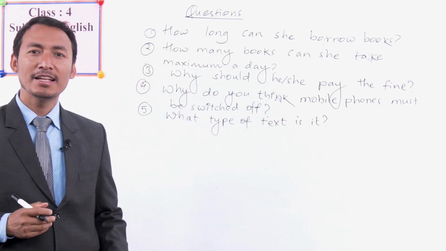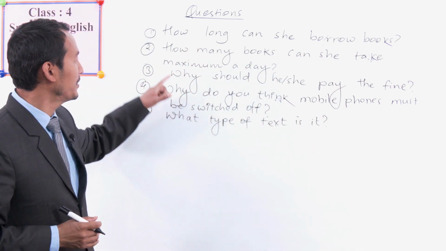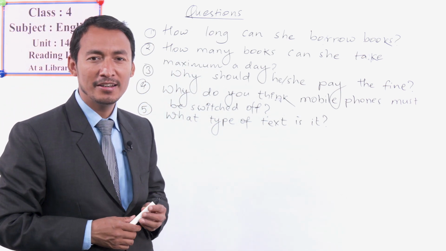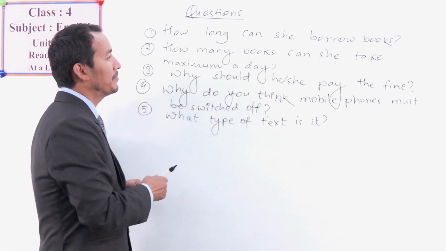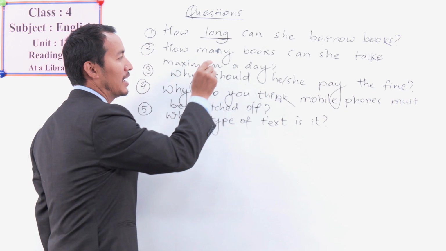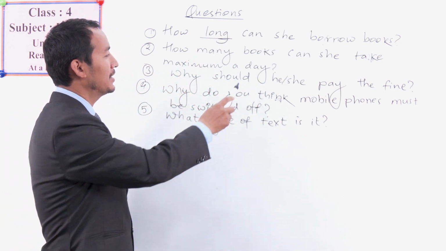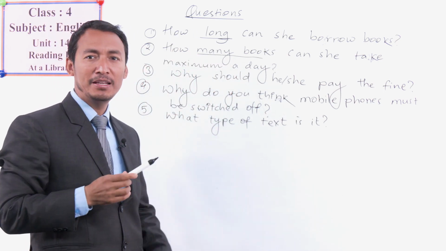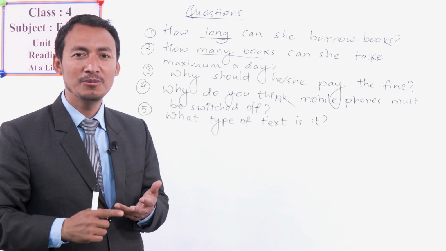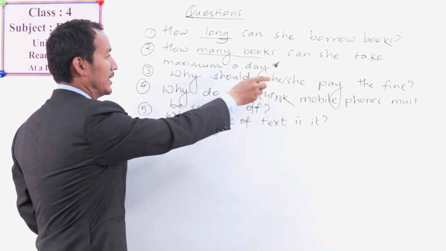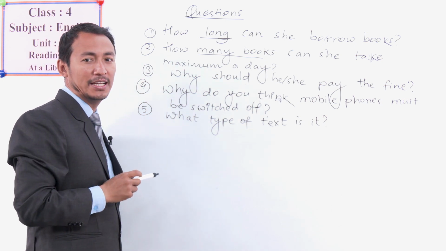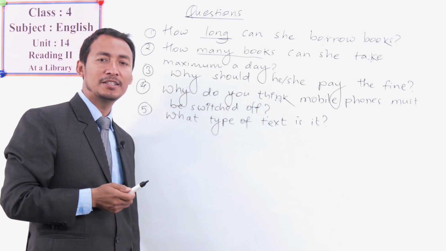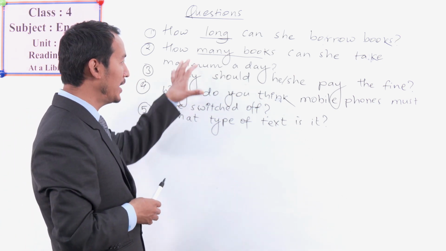Okay students, let's try to answer these questions. The first question is, how long can she borrow books? We have the text here, and you can read it and find out what period of time she can borrow books, and how many books, the number of books. How many means the number of books, 1, 2, 3, or how many books can she take maximum a day. You have to look in the first section of the conversation. You can find these answers.